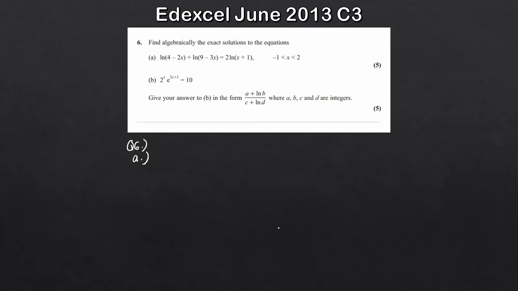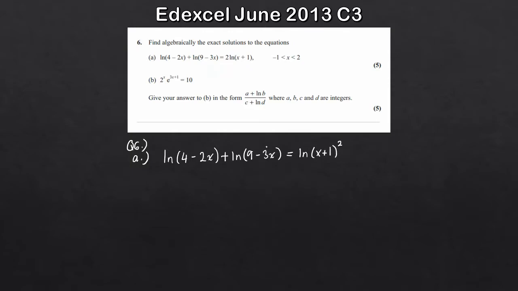So the first thing I spot here is the fact that it's 2 times the natural logarithm. I can take that up to the top using the power rule. So we can write that as ln 4 minus 2x plus ln 9 minus 3x is equal to ln of x plus 1 all squared.